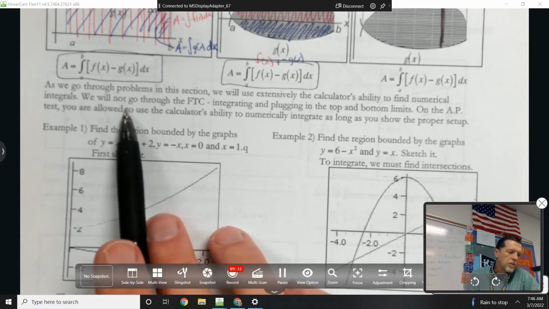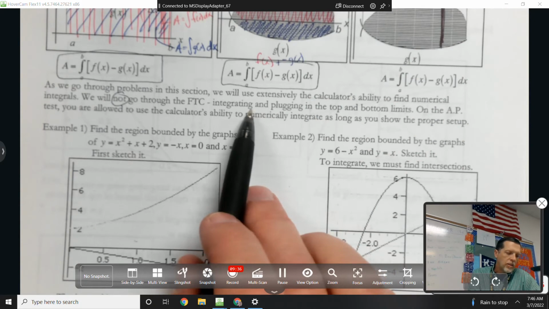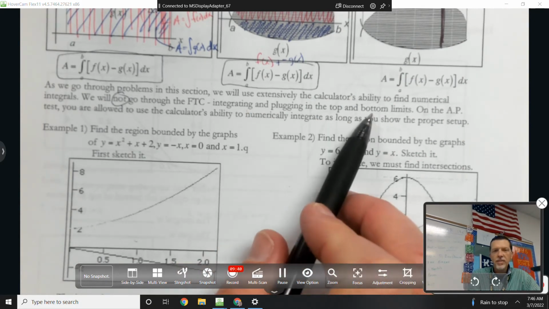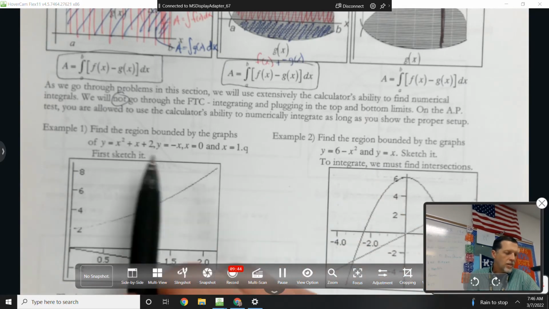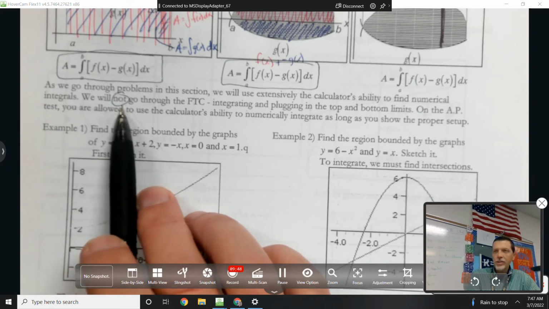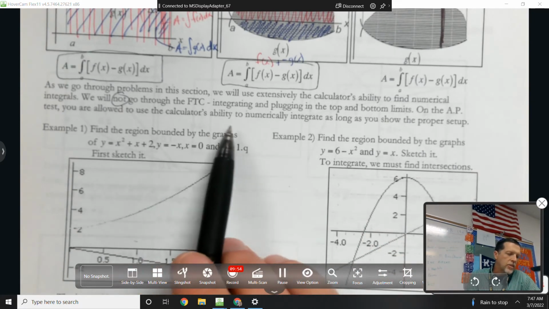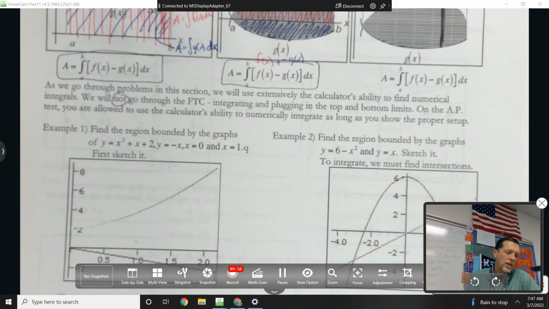We will not go through the fundamental theorem of calculus. That's where you integrate by hand, plug in the top, plug in the bottom. That's the fundamental theorem of calculus. That's what your calculator is going to do. So, I don't know, maybe this is a little misleading. We're not going to do that, but the calculator is going to do that. We'll let the calculator do it for us. On the AP test, you're allowed to use the calculator's ability to numerically integrate as long as you show the proper setup.